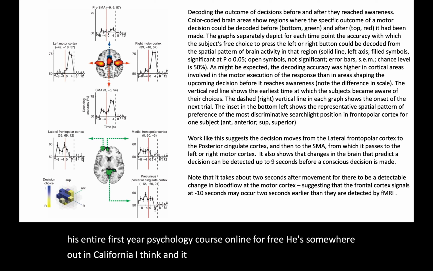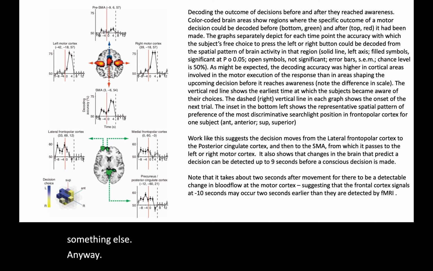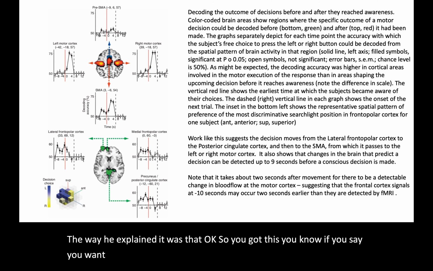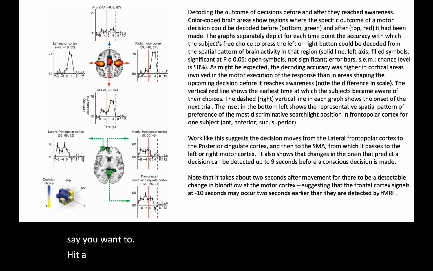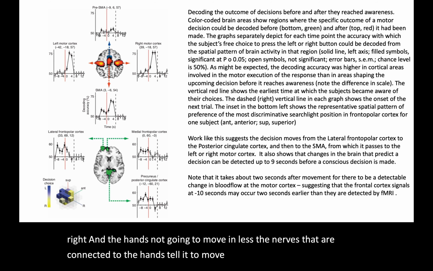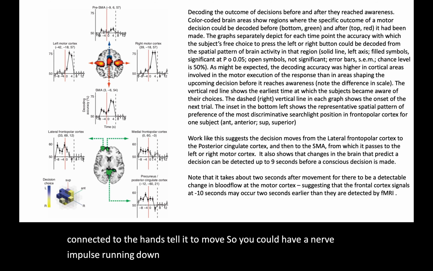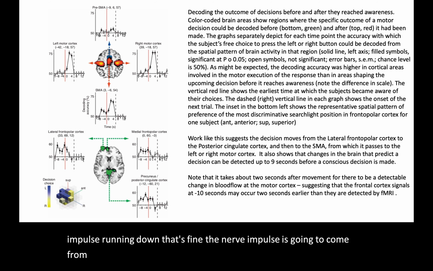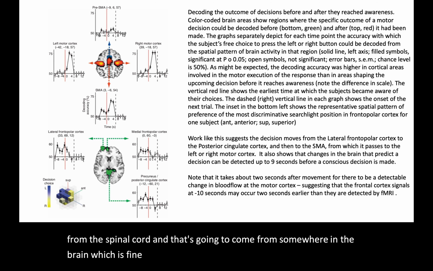Anyway, the way he explained it was that, okay, so if you say you want to hit a button, you're gonna move your hand or something to hit the button, right? And the hand's not gonna move unless the nerves that are connected to the hand tell it to move. So you gotta have a nerve impulse running down. That's fine. The nerve impulse is gonna come from the spinal cord, and that's gonna come from somewhere in the brain, which is fine. So if we have free will, the question is where and how?